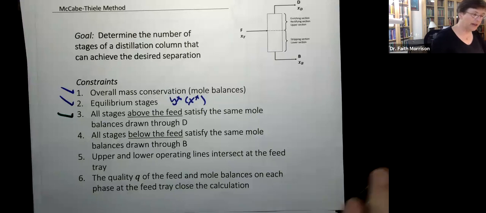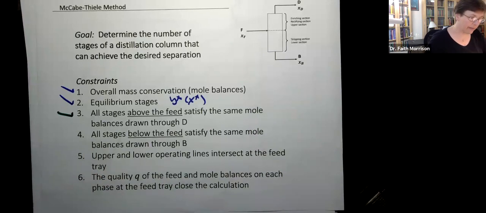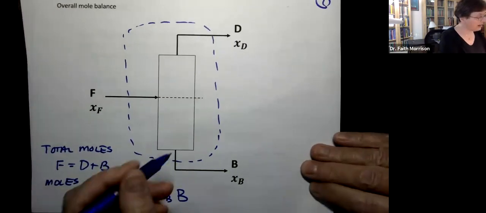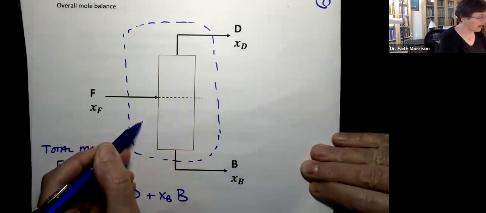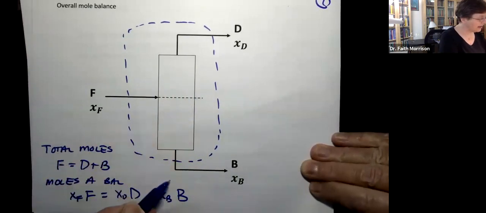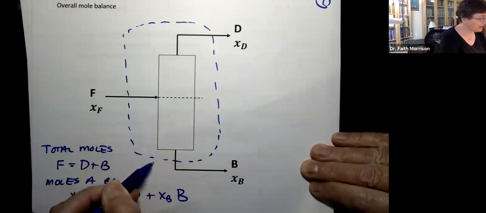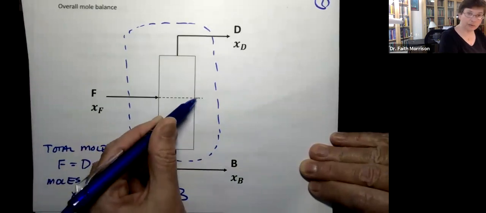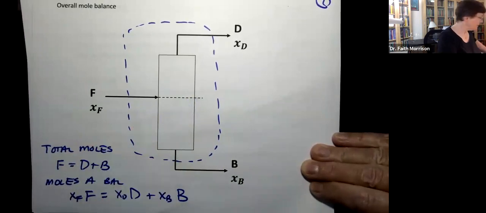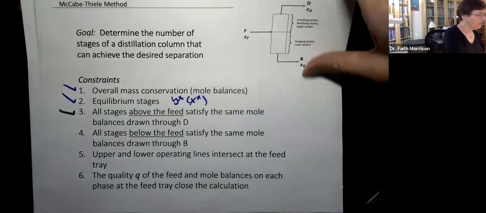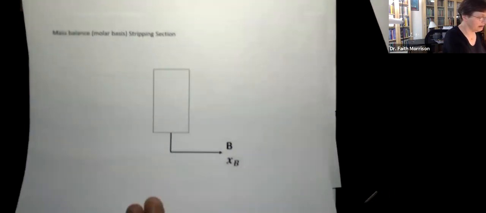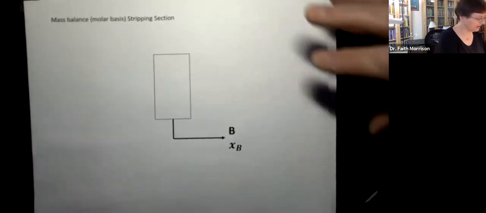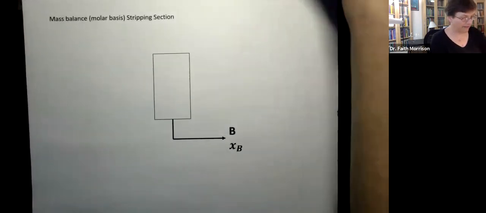So then we now go to the next step, which is to talk about the bottom of the column. So the whole column looks like this, and we can draw a loop to indicate where we're going to do the balance on the stripping part of the column. And as long as we're below the feed, that will be the stripping section. And it'll have to go through this point B, this stream B that's here at the bottom. And so here we have it.